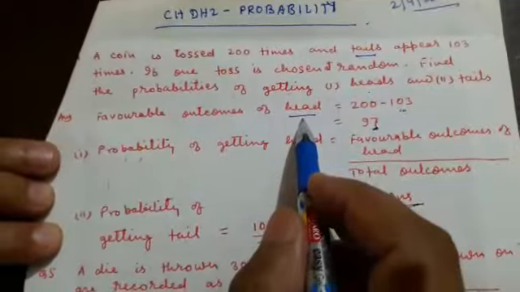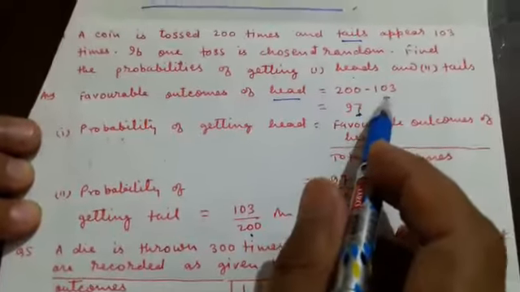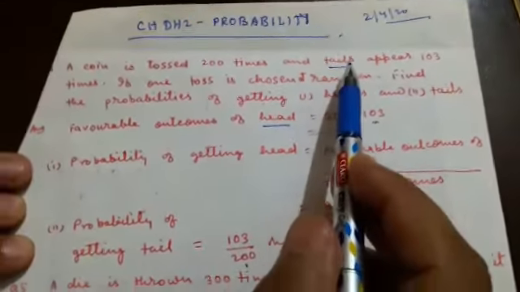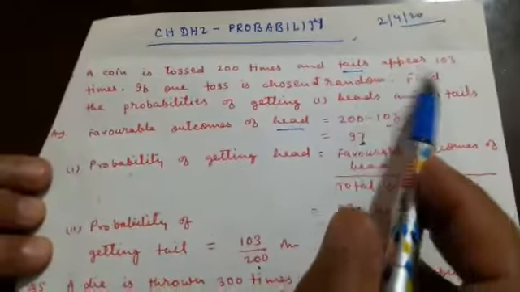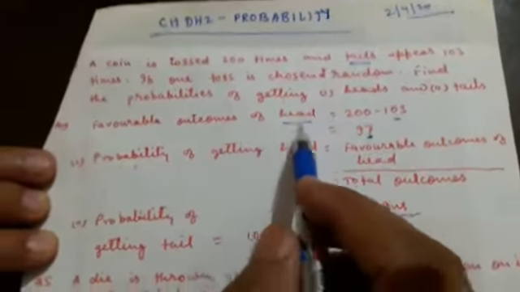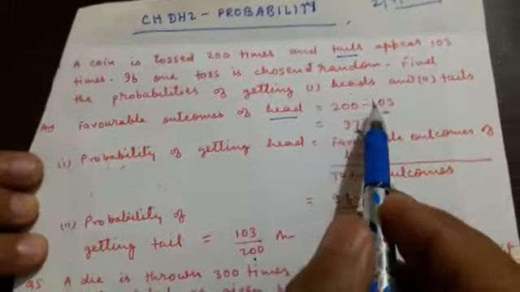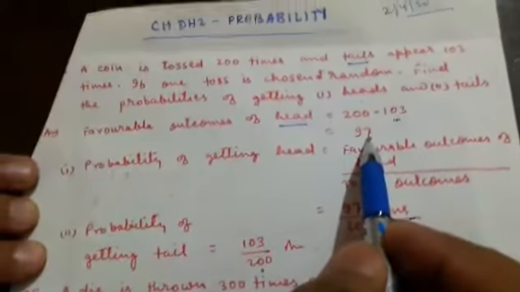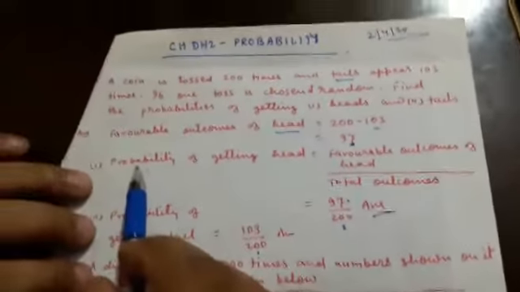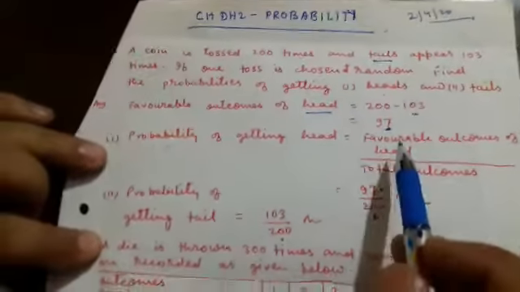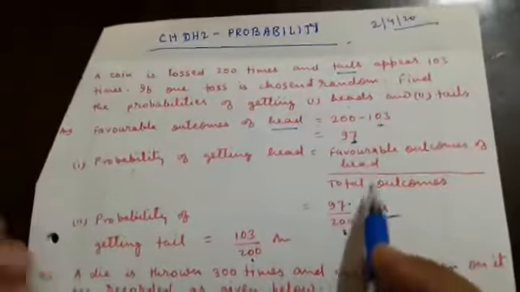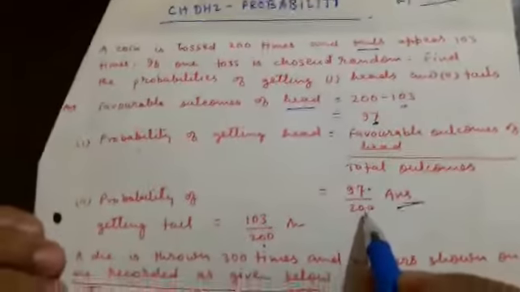Favorable outcomes of head is equal to 200 minus 103. If we subtract the total outcomes of tails from the total outcomes, we'll get the favorable outcomes of head. So 200 minus 103, that is equal to 97, is the favorable outcomes of head. Now let us find out the probability of getting head. That is equal to favorable outcomes of head upon total outcomes. So it is 97 upon 200.